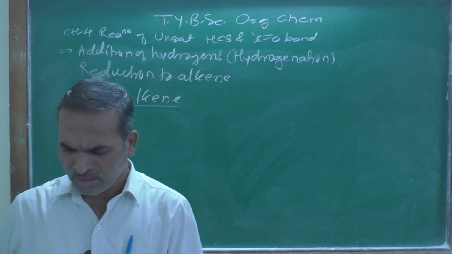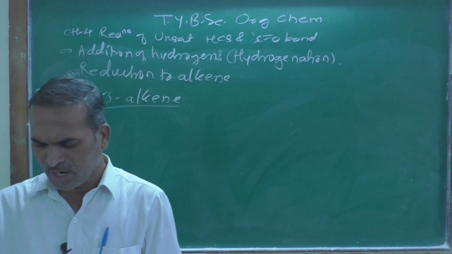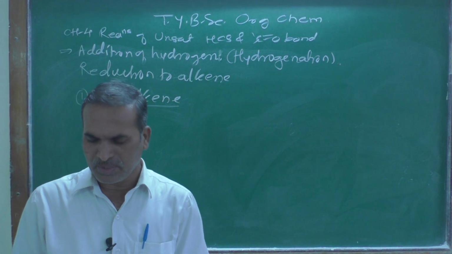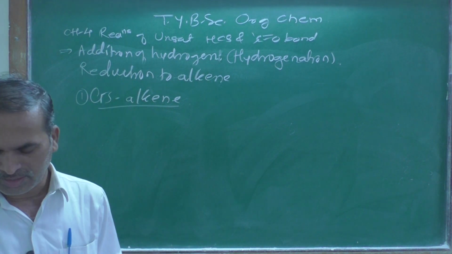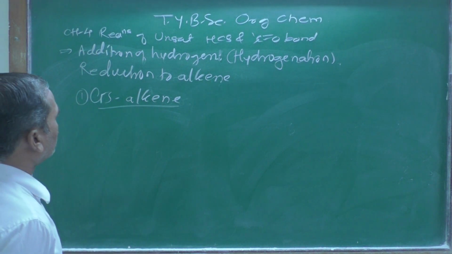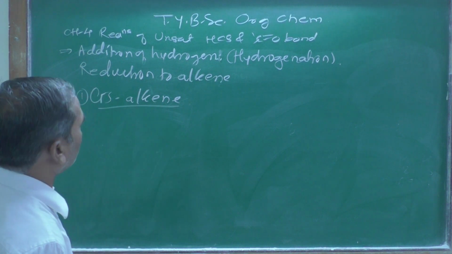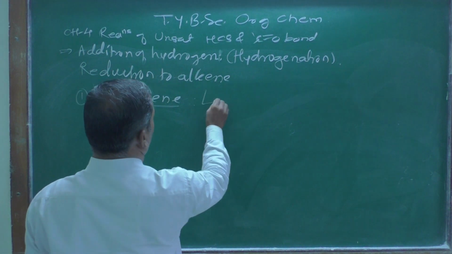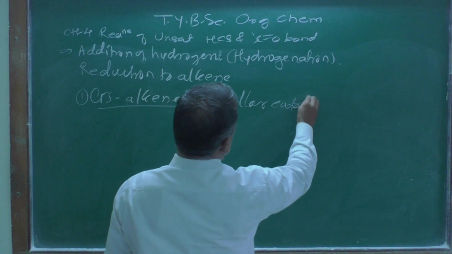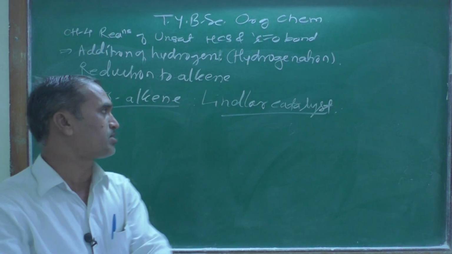Reduction of a non-terminal alkyne by hydrogenation with Lindlar catalyst, specially prepared palladium, gives cis alkene. So for this reduction of alkyne, specifically remember the Lindlar catalyst, it is used to get the cis isomer.